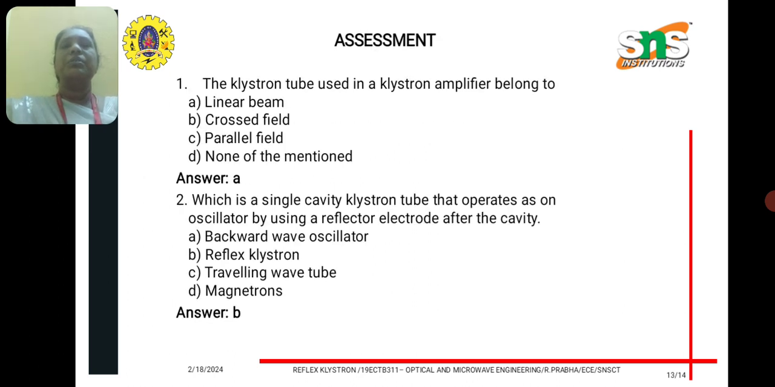So, assessment question. The klystron tube used in a klystron amplifier belongs to the answer A, linear beam, which is a single cavity klystron tube that operates as an oscillator by using a reflector electrode after the cavity. The answer is reflex klystron.